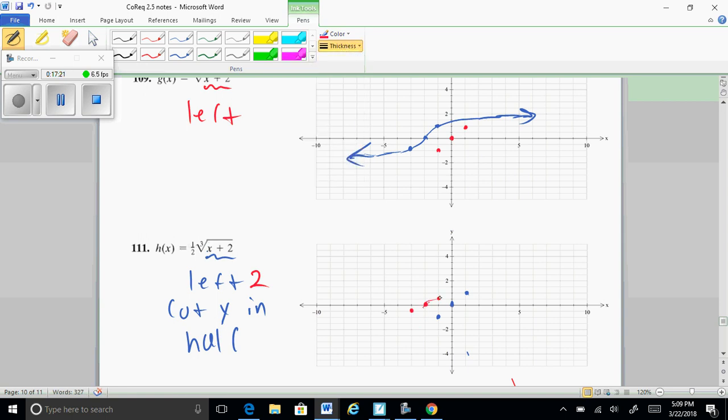And so what happened here is now we're going to be rising at a slower rate. We're already rising really slow, but we're going to rise even slower now because of that 1/2 in front right there caused that to happen.